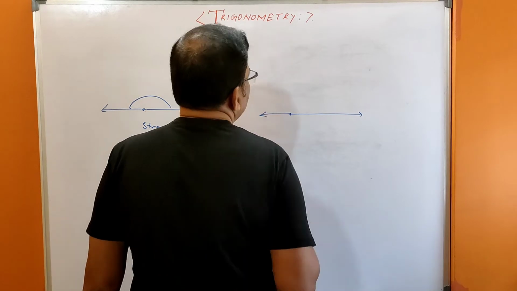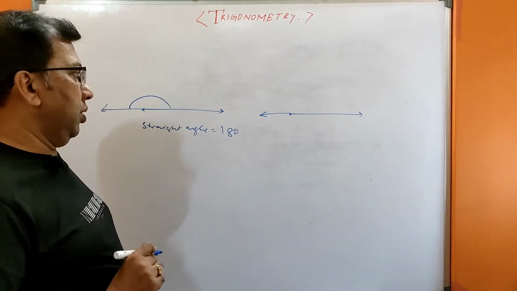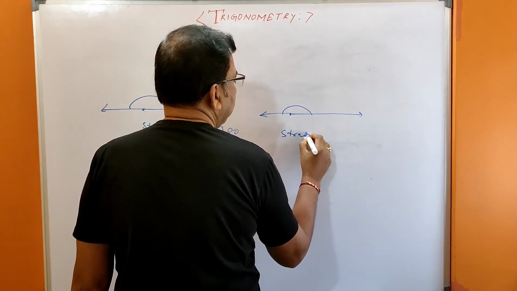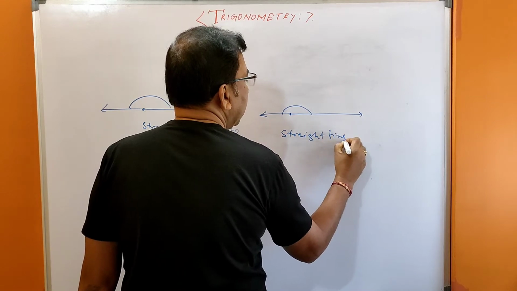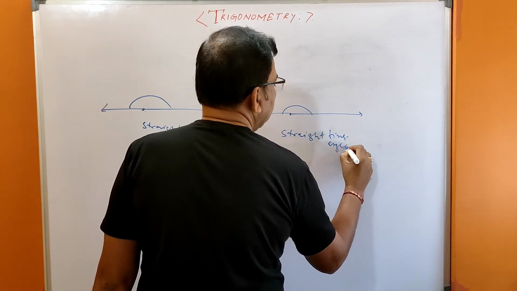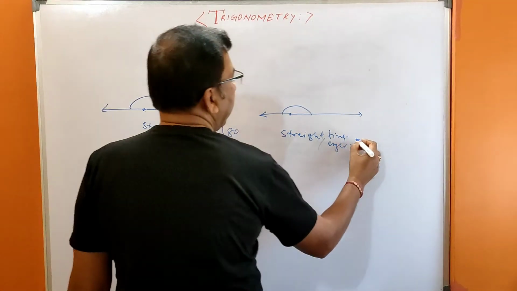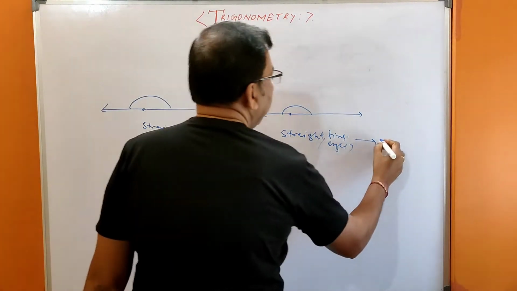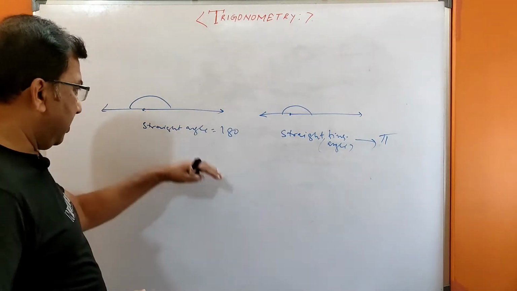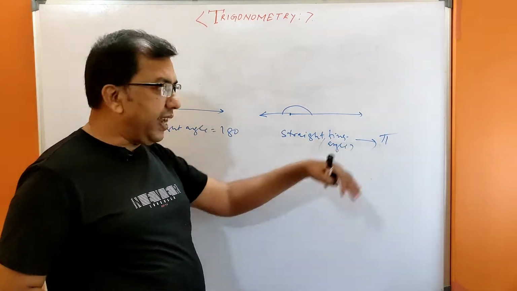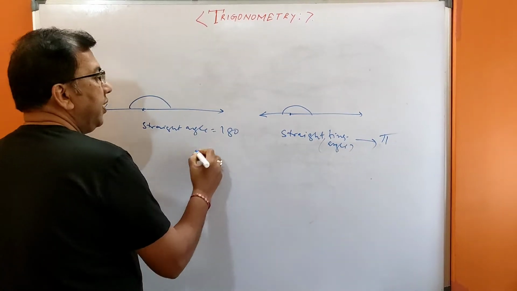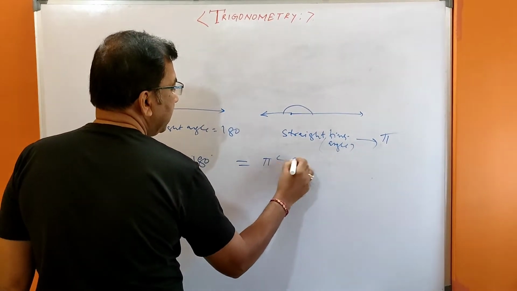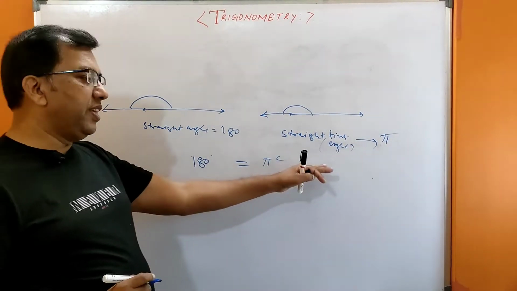In case of trigonometry measurement, what is this? It will be known as straight line, that is straight angle. It is a straight angle. It will be regarded as, in case of trigonometric measurement, pi. Okay? This is 180 degree. It is pi. That means 180 degree equals to pi radian. It is measurement in radian.